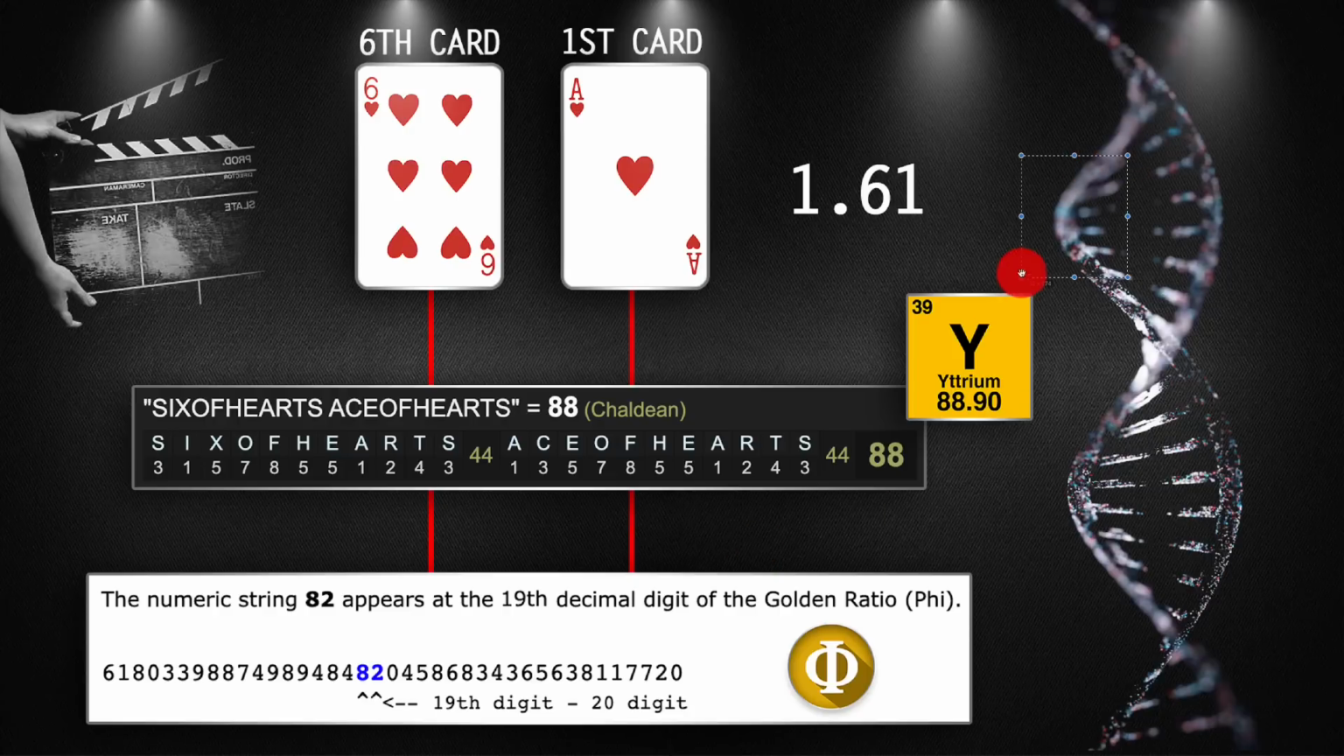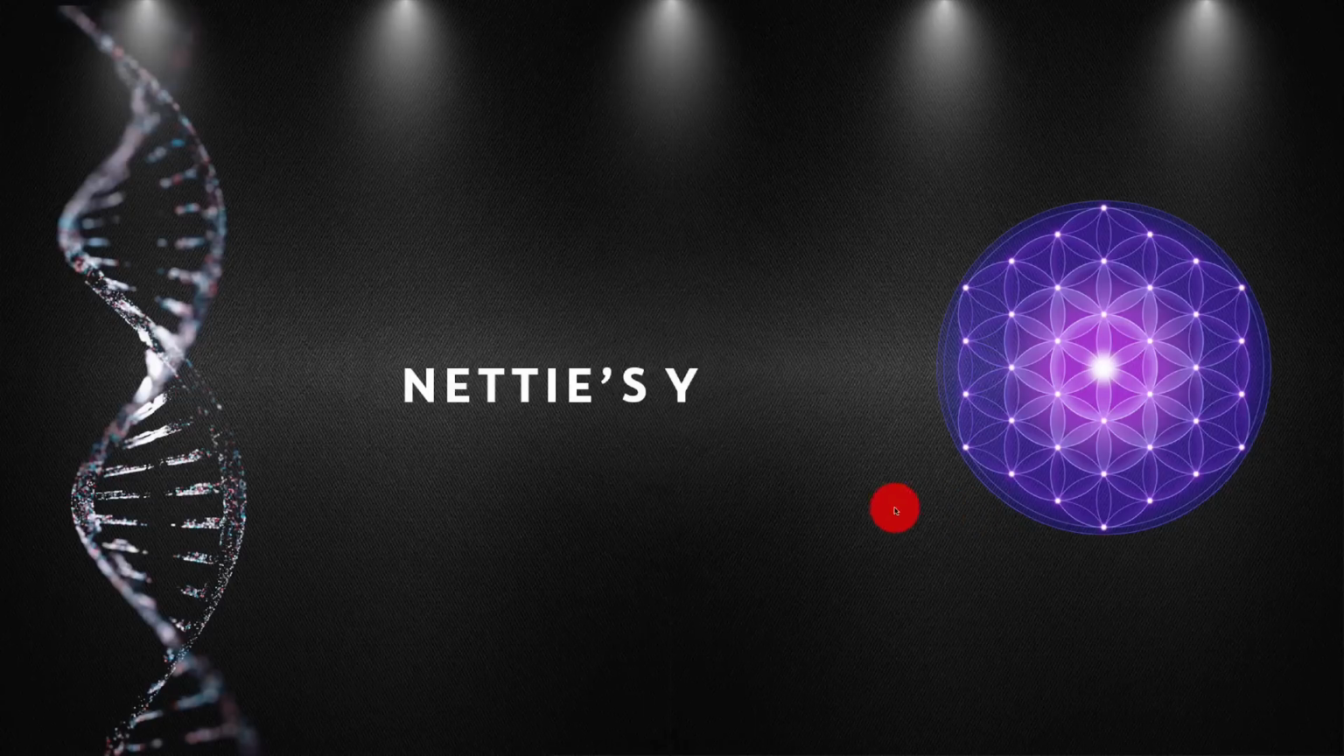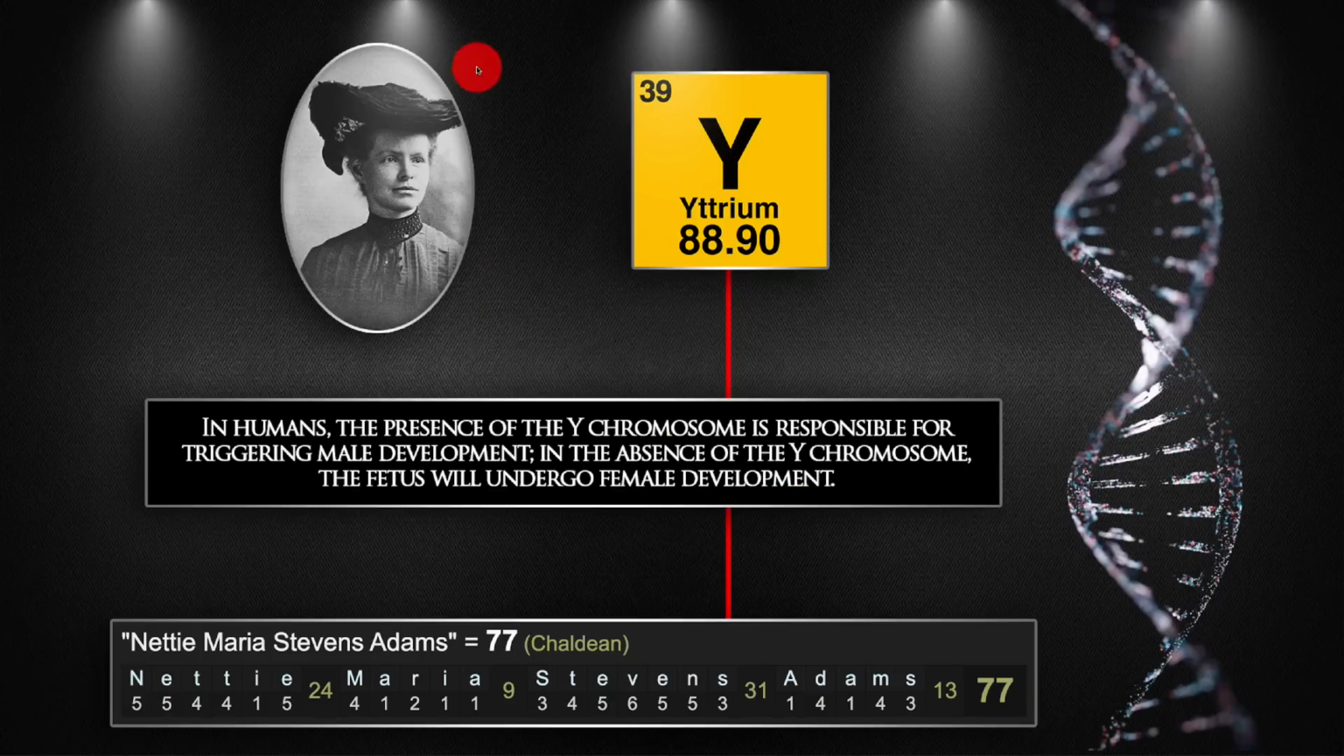You have one good cop, bad cop. Jesus and Lucifer. Double helix. Jesus and Lucifer is 46. Double helix is 46. And now we're going to get into the next topic called Nettie's Y. What is Nettie's Y? Well, it's this lady right here.